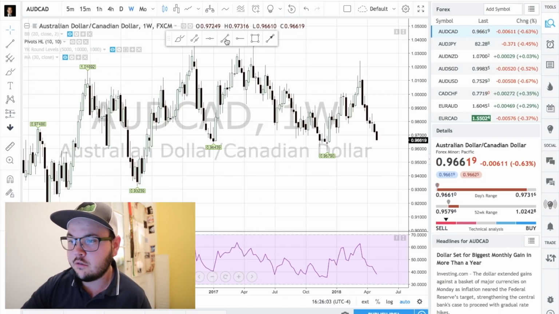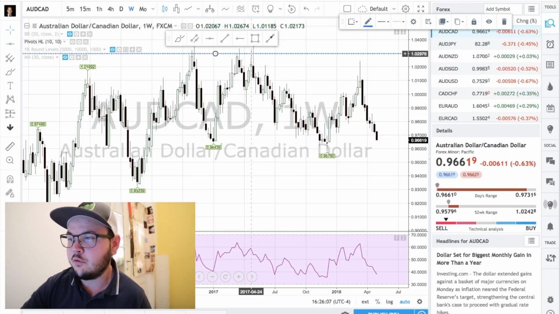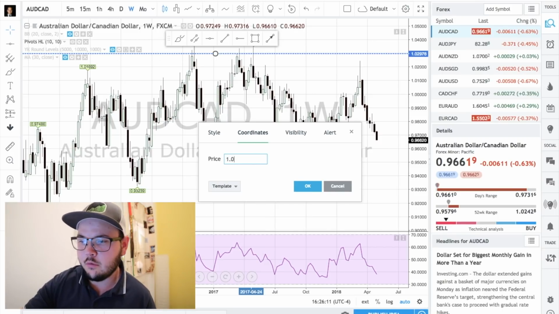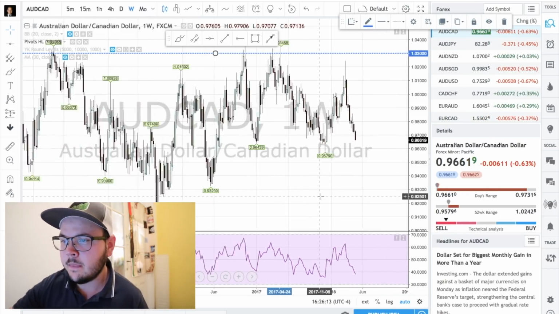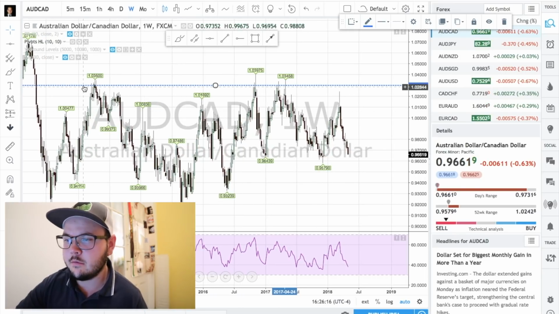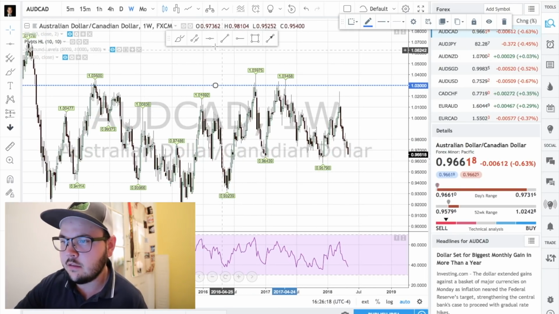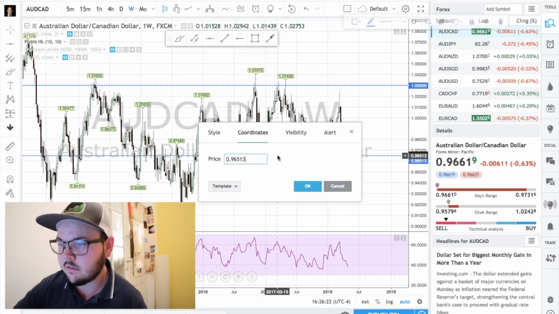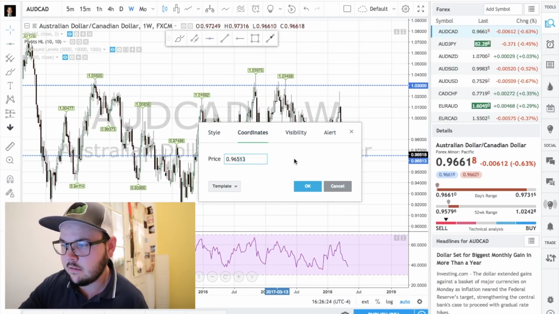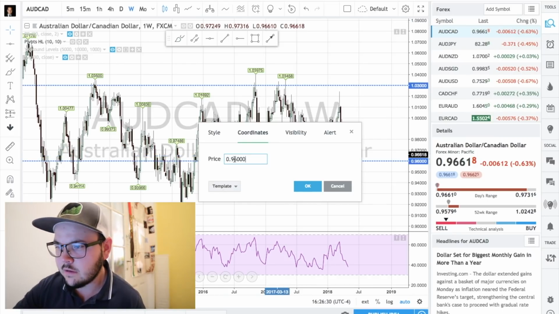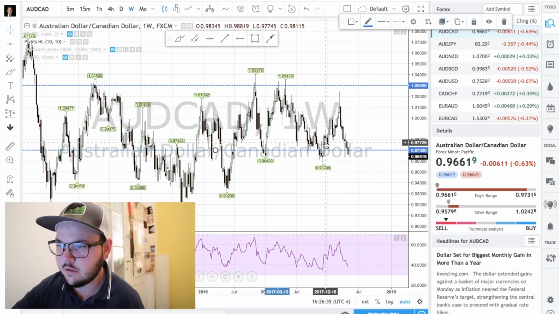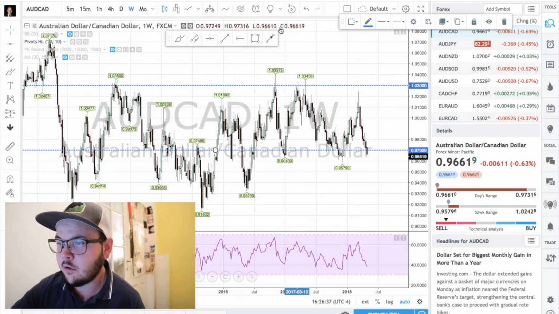So I will start to draw my lines by looking at mostly round numbers, okay? I know for a fact there's a big resistance right here at 1.03. I'll zoom out a little bit, and that seems really good. Then there's another line here on AUD/CAD. That also seems very good. 0.96, 0.97, because this is a 600 pip range. And we can go forward a little bit.